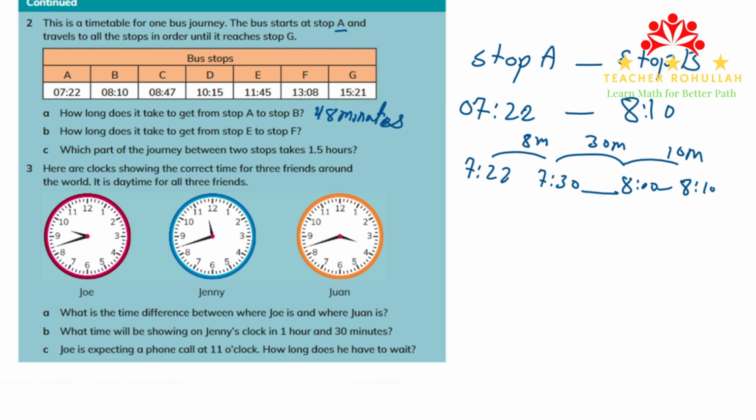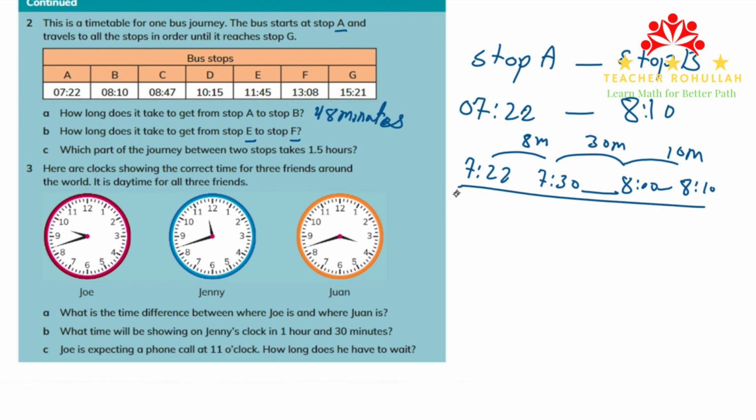So we could easily find out by splitting it into steps, such as 7:22 to 7:30, which is 8 minutes, and 7:30 to 8 is 30 minutes, and the same way 8 to 8:10. Part B says, how long does it take to get from stop E to stop F?